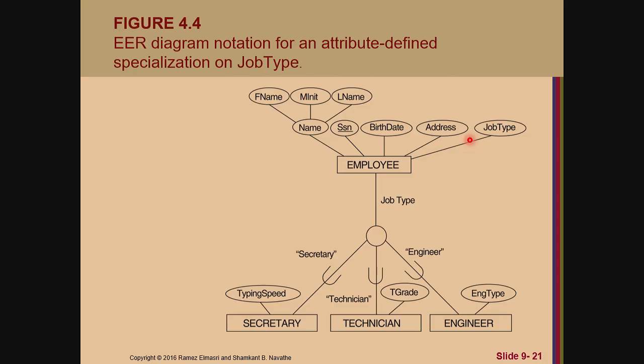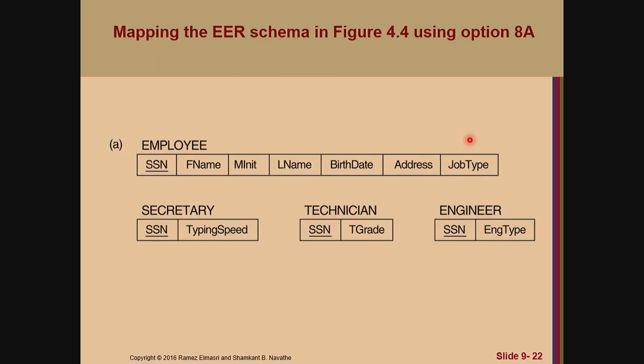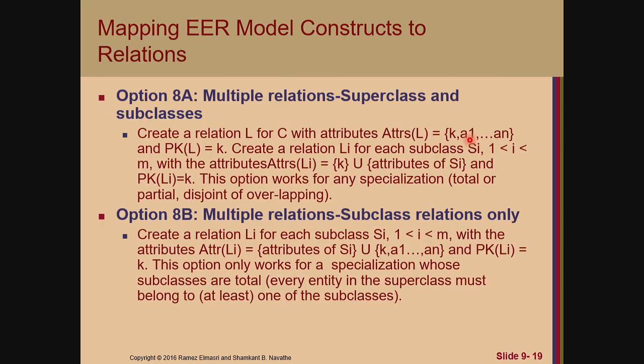Okay. Anyway, you can store the information, no problem. But when you try to retrieve the information, you have to optimize. If not, it's quite a problem computationally. It's a huge computational cost. Okay, and the other, we already talked about A. We create the superclass table and the subclass table for each of them. For B, multiple relations, subclass relations only.